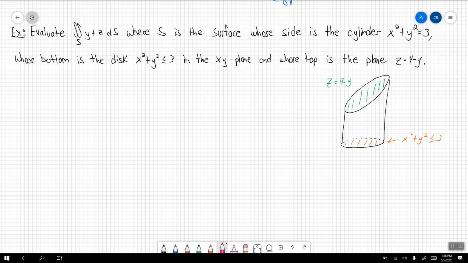And then I also have this other surface here that goes all the way around. It's a cylinder, and that surface is x squared plus y squared is equal to 3. So this is my interpretation of what we're looking at. Now we're going to go to GeoGebra and see if this interpretation is correct.